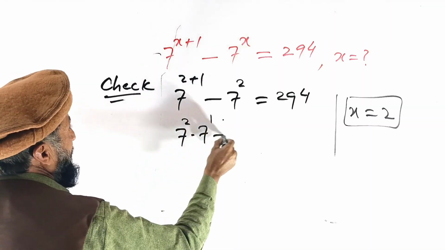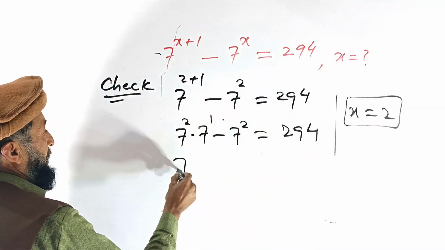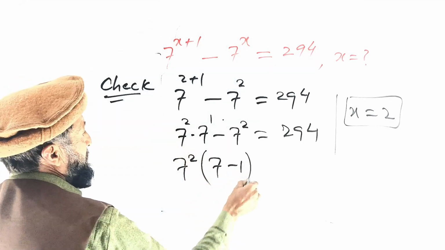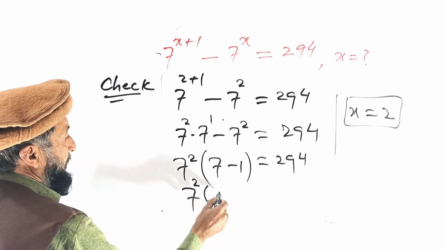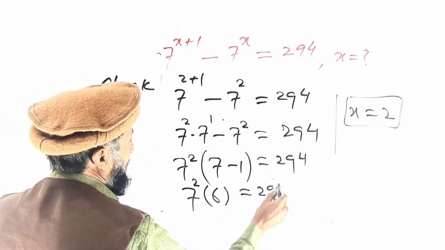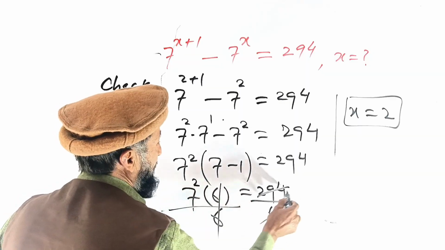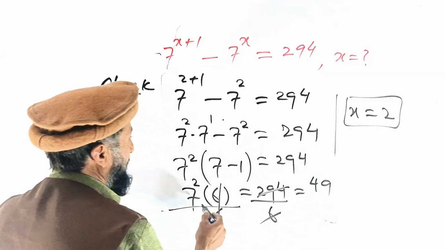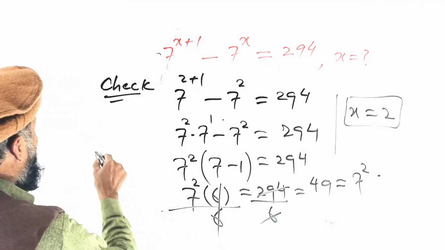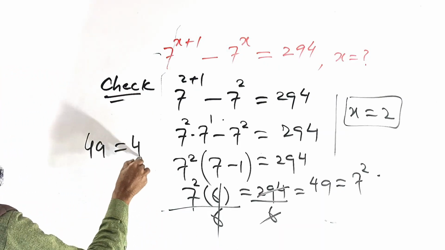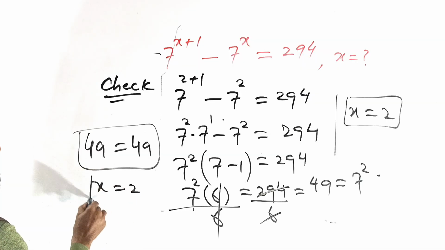Again we can simplify the result here, 294. 7 square we can take common, 7 minus 1 is equal to 294. Again 7 square, and we get 6 is equal to 294. Dividing both sides by 6, both are cancelled and we get here 49. So we can write 7 square, both are the same result, or we can write 49 is equal to 49. Both results are the same, so our solution is correct. x is equal to 2.